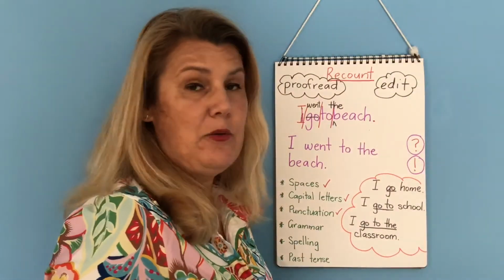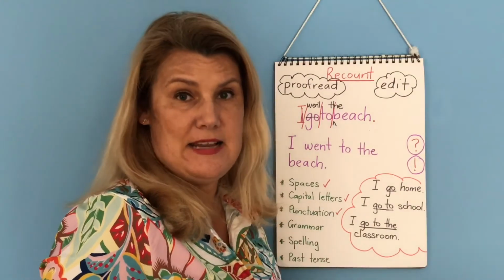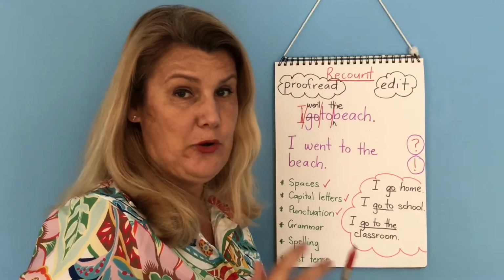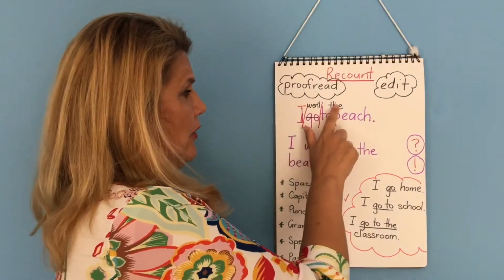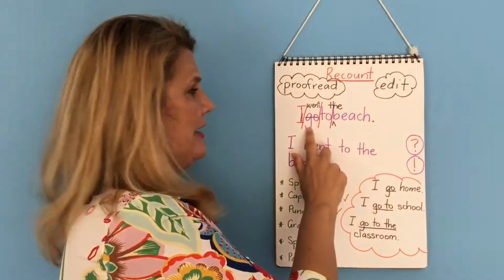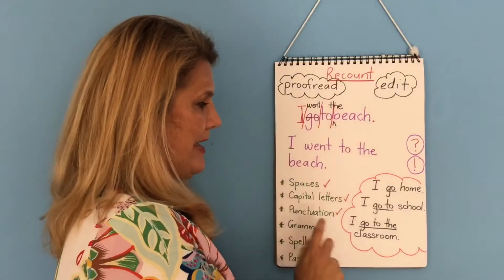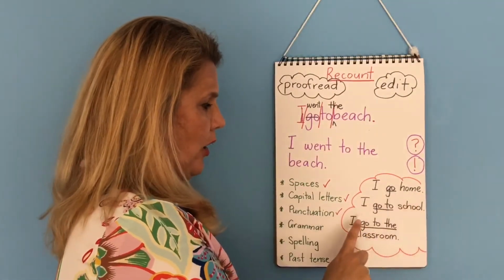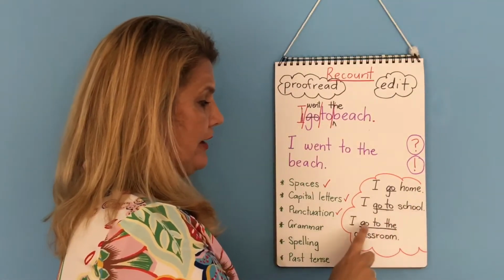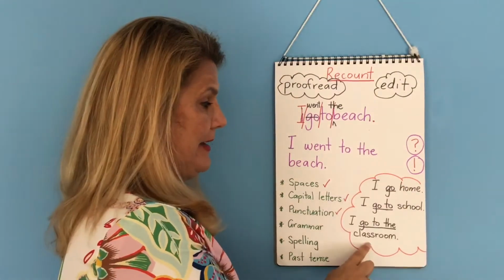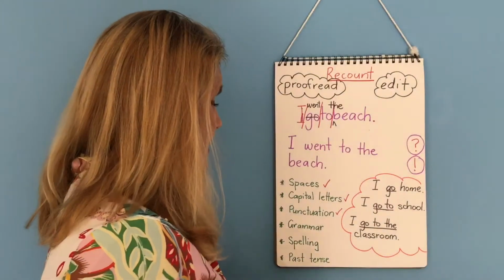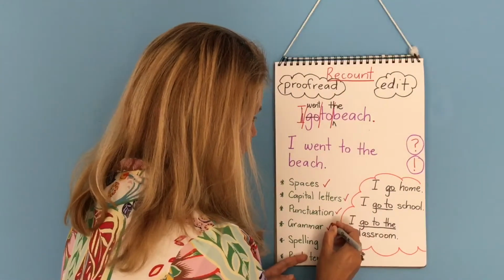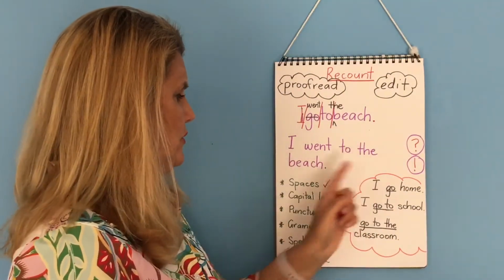Next one is grammar. Grammar is just another way of saying, does the sentence make sense? Are the words in the right places? And we did fix that up. Remember we wrote, I go to beach, and we had to change it to I go to the beach. As you saw here, I go home, I go to school, I go to the classroom. We spoke about the different ways that we use grammar in sentences. So a big tick for that. Our sentence makes sense. I went to the beach.